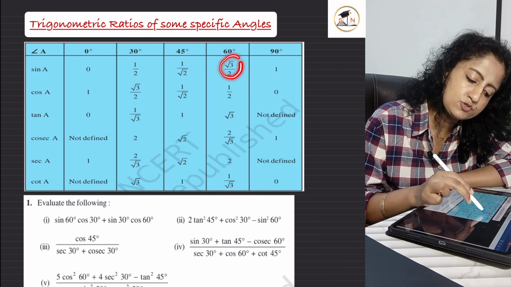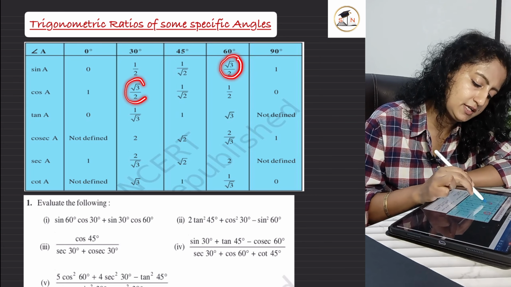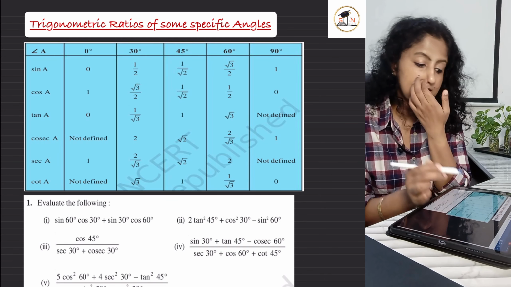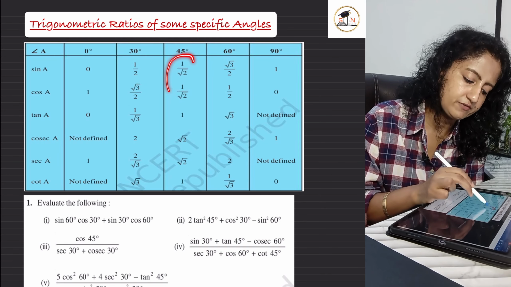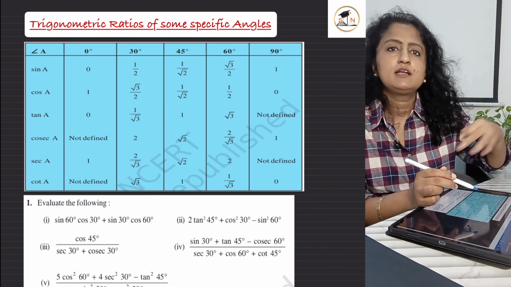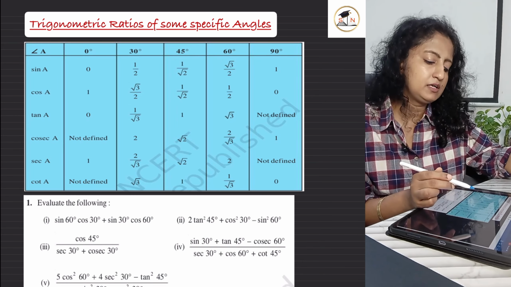Then sin 60 is root 3 by 2, so cos 30 is root 3 by 2, and hence they are the same. And the last, sin 45 and cos 45, those are the same anyway. Right. There are so many ways to learn.